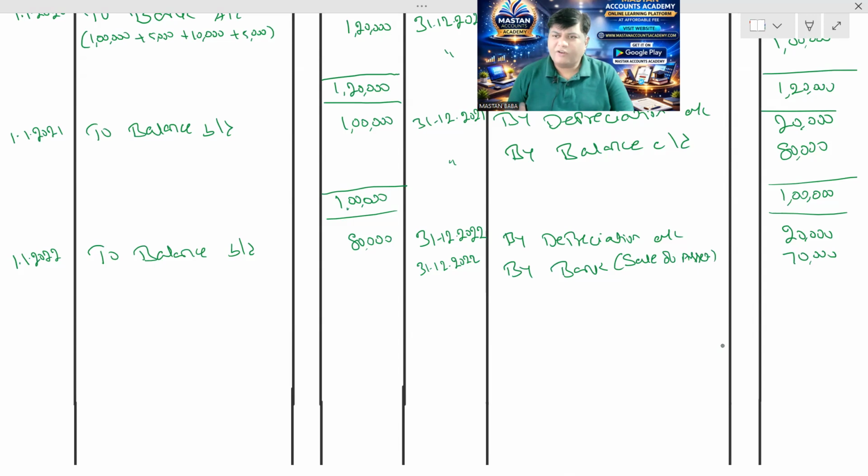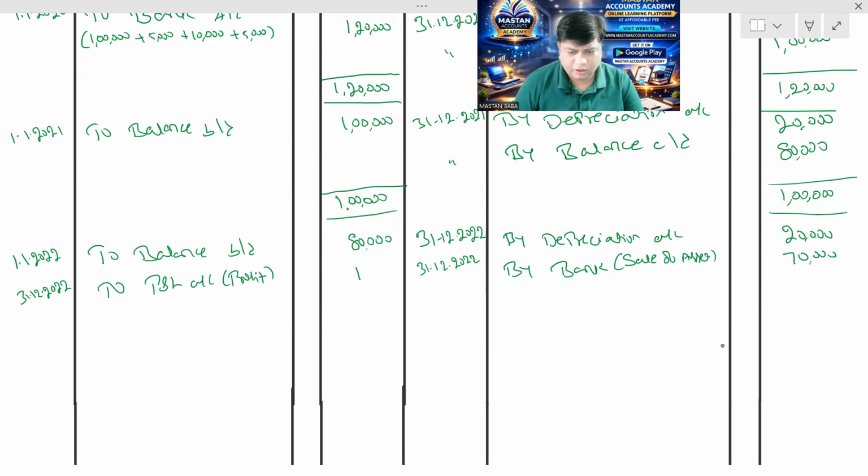So when there is a profit, what is the entry? Asset account debit to profit and loss account. So here, 31/12/2022, to profit and loss account, within bracket mention profit or see working note, 10,000.